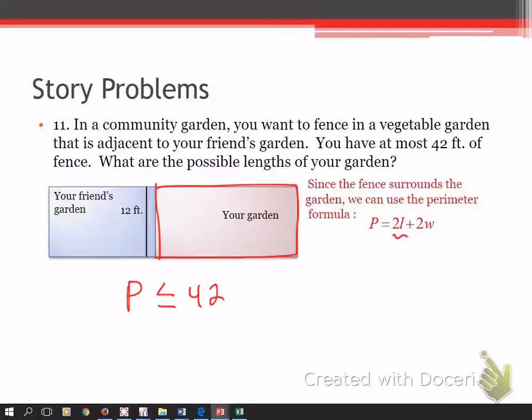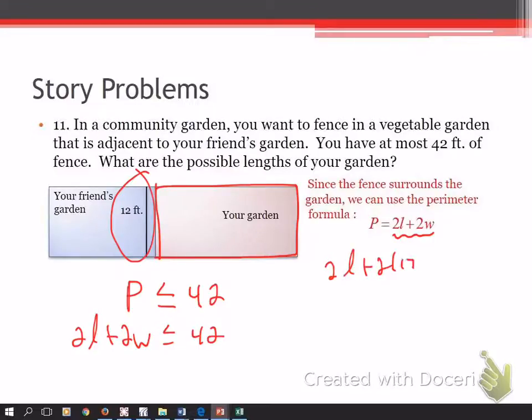Okay? Well, this is how you find perimeter. So I want to replace that P with 2L plus 2W and make that less than or equal to 42. Now, I don't know how long the fence is going to be. That's what we're being asked. What are the possible lengths of your garden? But since we're going to put our garden right next to our friend's, we're going to make sure that the width is the same. And right here, the width is 12 feet. I'm going to come over here and make this 2L plus 2 times 12. That's our width. Is less than or equal to 42. 2 times 12 is 24. Subtract 24.